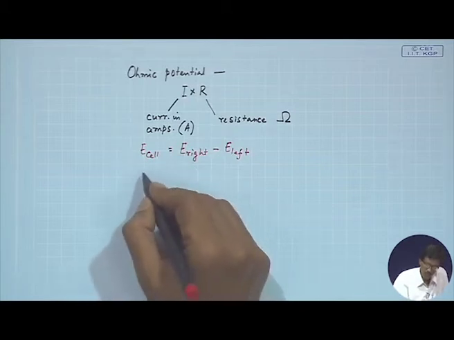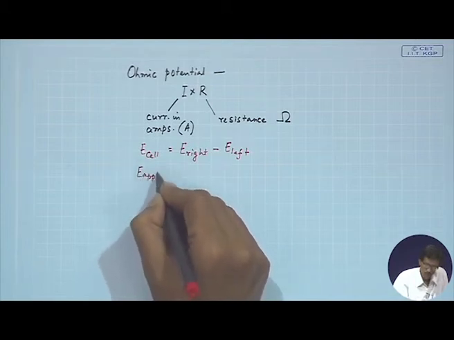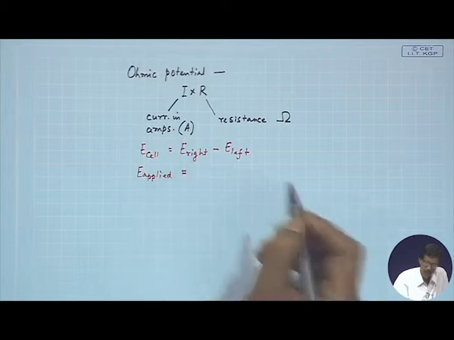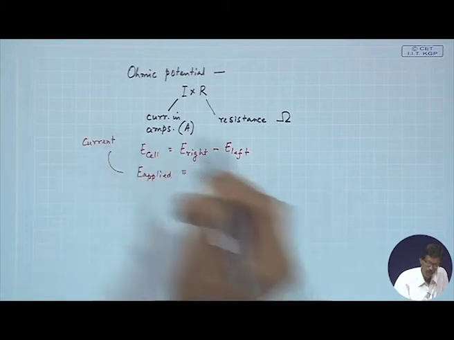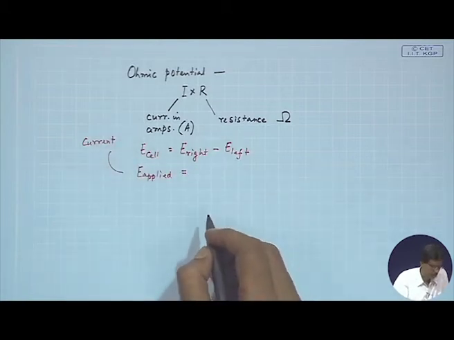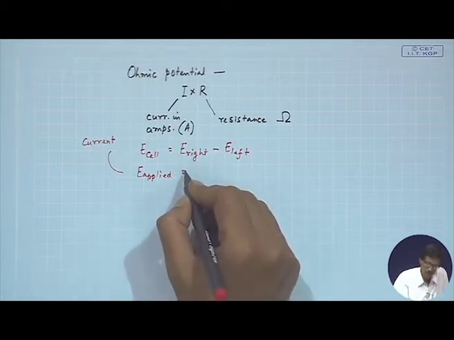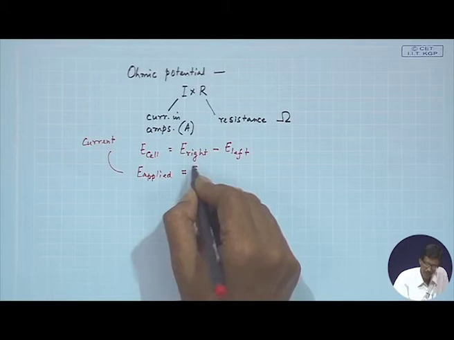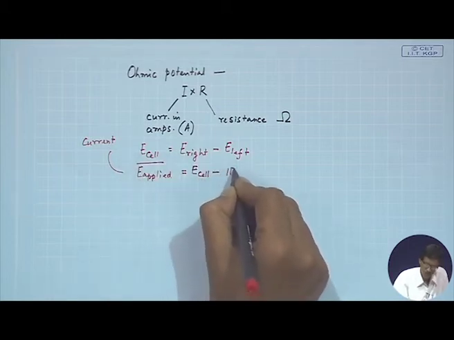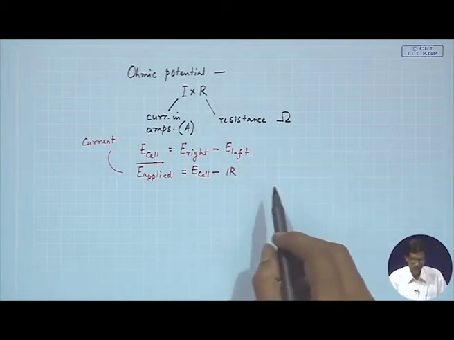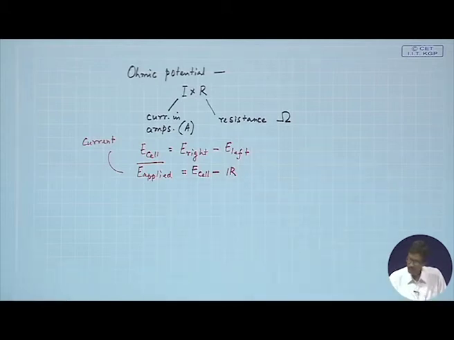So, now E applied, what we should apply such that we get some current in the cell. We require some current within the cell. So, E applied will be E cell minus your IR drop of the cell. So, we add up this IR drop in the cell, and we can calculate how much the IR drop is.